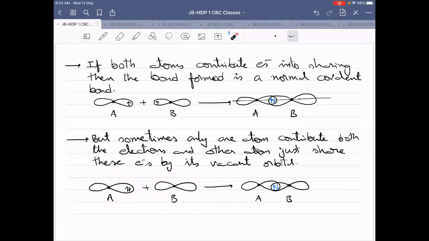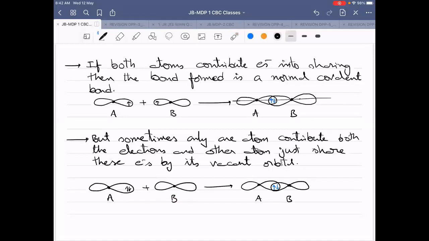One simple logic I will tell you. Suppose you two friends are there. You will put 1 lakh rupees into business, and your friend also will keep 1 lakh rupees, and you will share the profit. In the other case, you alone will invest 2 lakh rupees, and your friend will not invest any amount, but he will also share the profit. In this manner, the difference can be present between both the bonds formed.